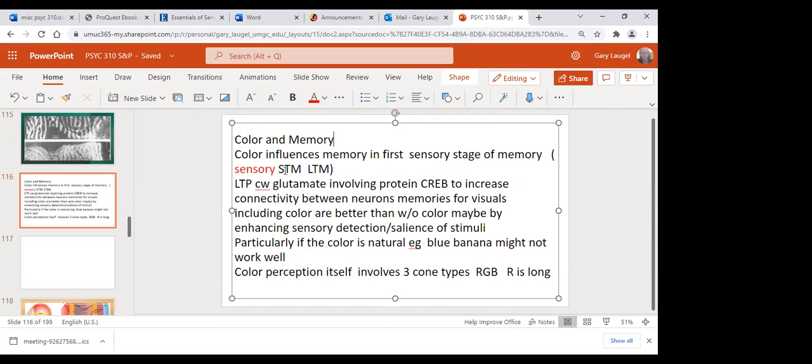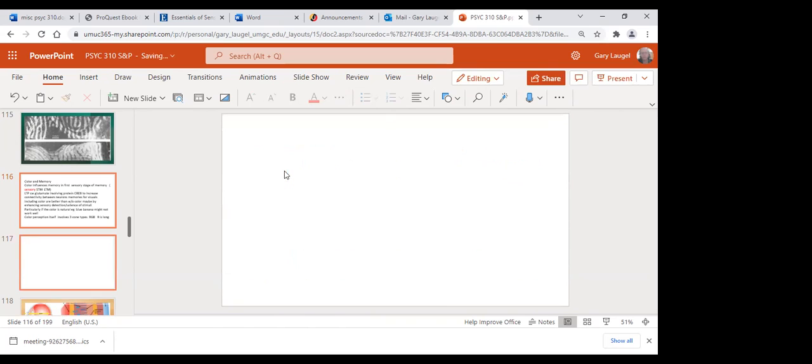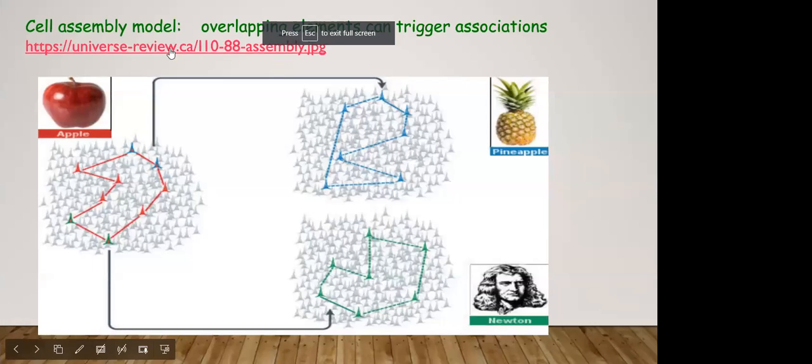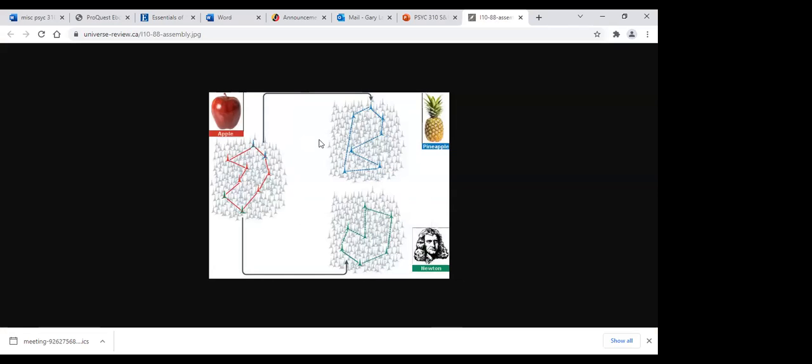So remember that, now recall the idea of the three stages of memory. What is a memory made of? Well, memories are made of nerve cells, right? So, for example, this is called the cell assembly model of a memory. This tells us that this picture of an apple is represented in your brain by probably thousands of nerve cells that are interconnected. Here's a picture of a pineapple. Here's a picture of Isaac Newton, who's famous for his observation of the apple falling from the tree.